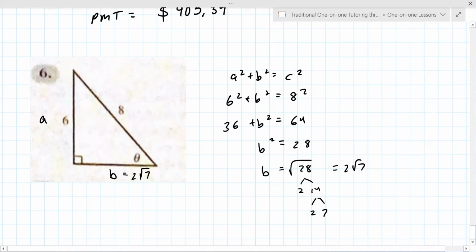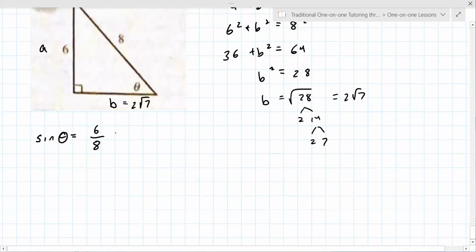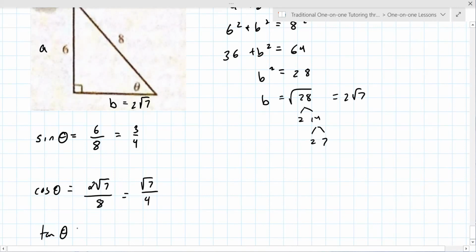The problem here wants you to find all 6 trigonometric functions. Okay, so we start with sine of theta. That's theta, it's a Greek letter there. Sine is opposite over hypotenuse, 6/8. And you do reduce, so this is 3/4. Cosine of theta is adjacent over hypotenuse. The 2 and the 8 do reduce there. And then tangent of theta, you have options here. It's either opposite over adjacent or it's sine over cosine. Okay, whatever you prefer.